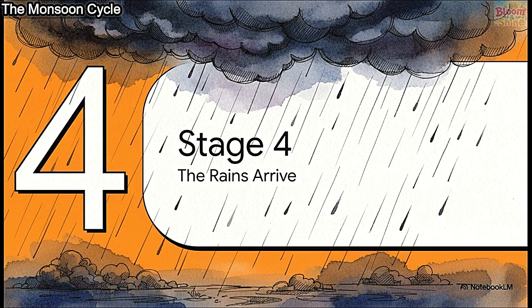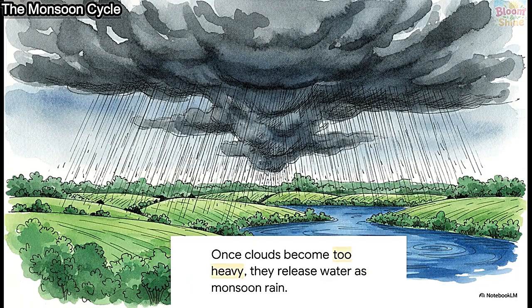And here comes stage 4, the rains arrive. So, those droplets just keep accumulating, building, and building until the clouds get entirely too heavy. They reach this tipping point, burst, and release billions of gallons of accumulated water back to Earth. This spectacular arrival of the monsoon is the exact mechanism delivering the massive volumes of water needed to sustain vast agricultural landscapes. It's pretty amazing.